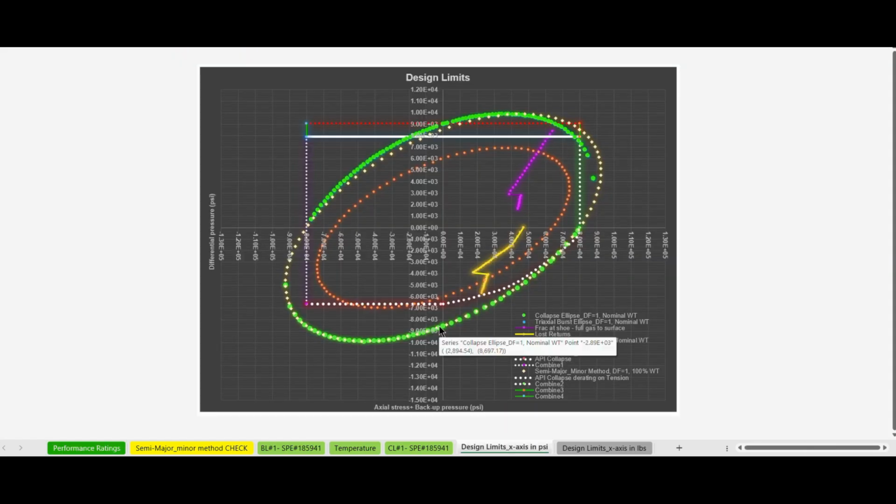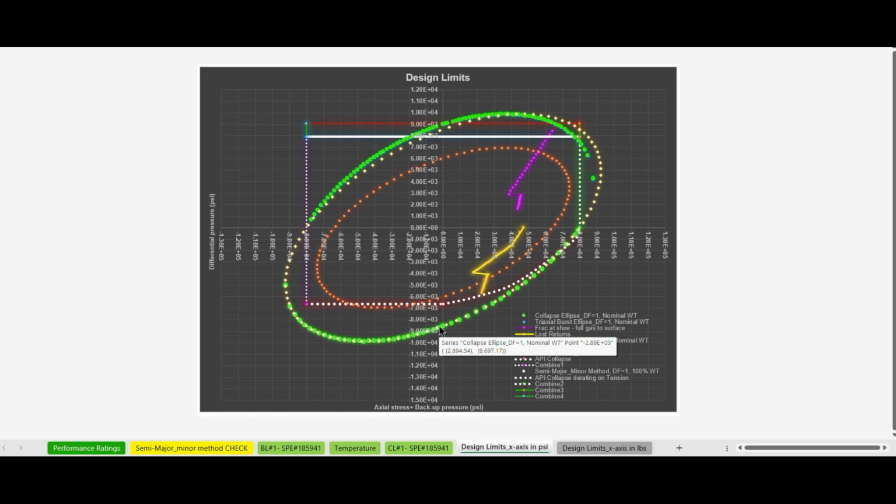However, at this time, because our semi-major and minor method is originating from the collapse ellipse, that's basically principal stress 1 squared plus principal stress 2 squared minus the multiplication of principal stress 1 and 2. It is exactly the same solution as the collapse ellipse solution.